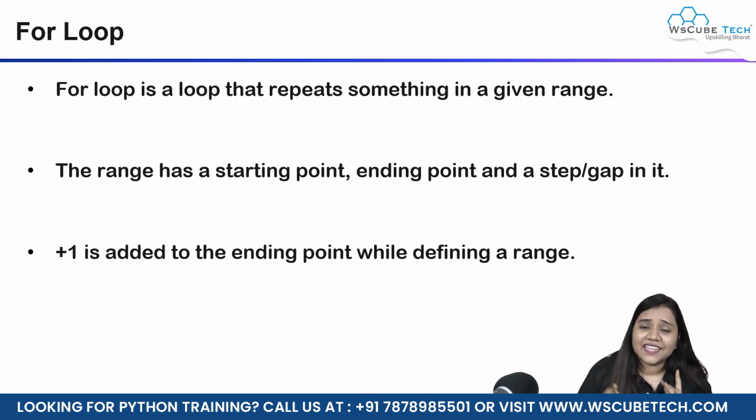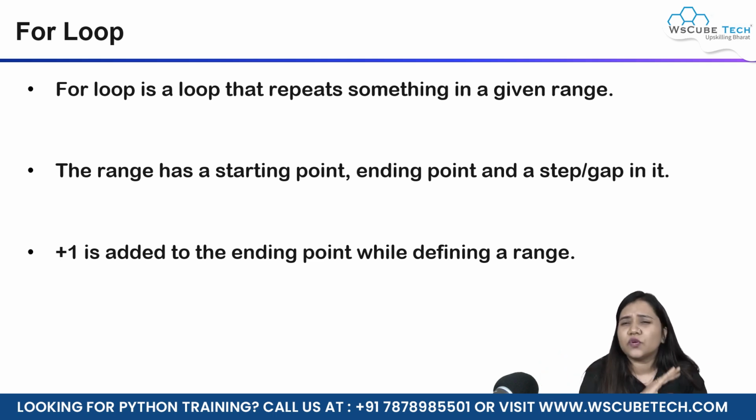So a for loop basically has three things. It has a range in which we have a starting point, an ending point, and then a gap in between. If we don't need any gap in between, we don't have to define it. Now let's have a look at how we can write the for loop.